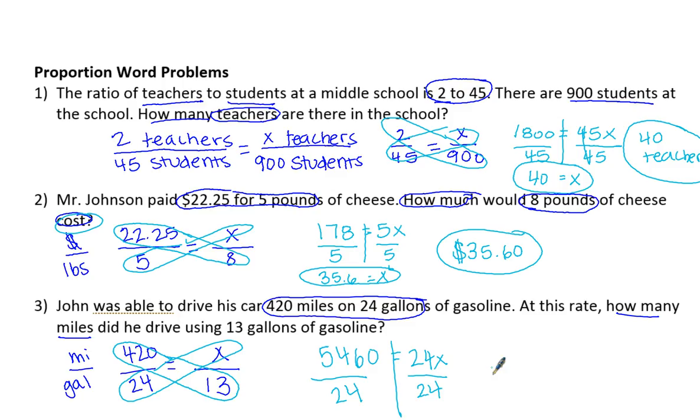So we go ahead and we cross multiply, get 5,460 equals 24x. We divide both sides by 24, and that's going to get us 227.5 equals x. Now they were talking about how many miles, so our final answer needs to be written with a label on it, and we're talking about miles, so it's 227.5 miles, and that's how far John would be able to drive just using 13 gallons of his gas.